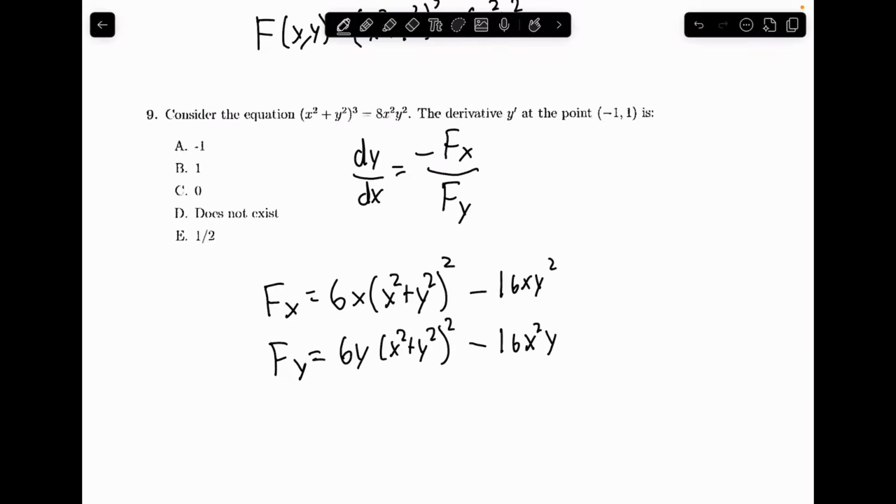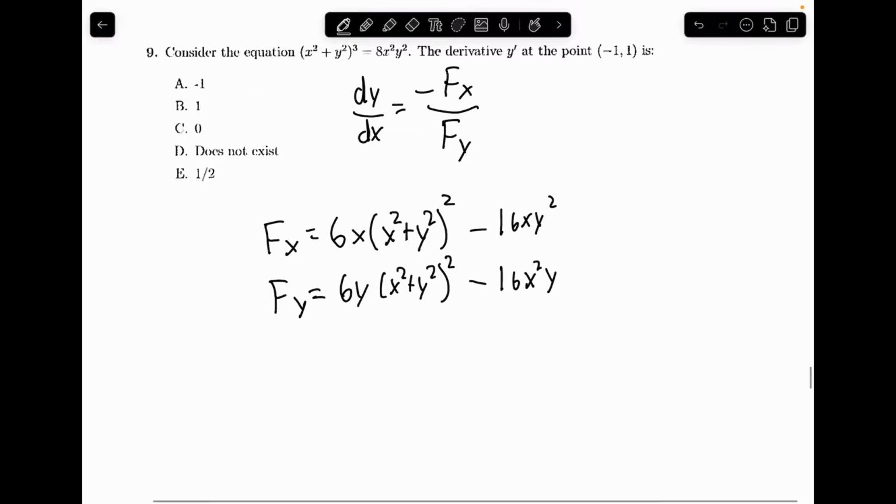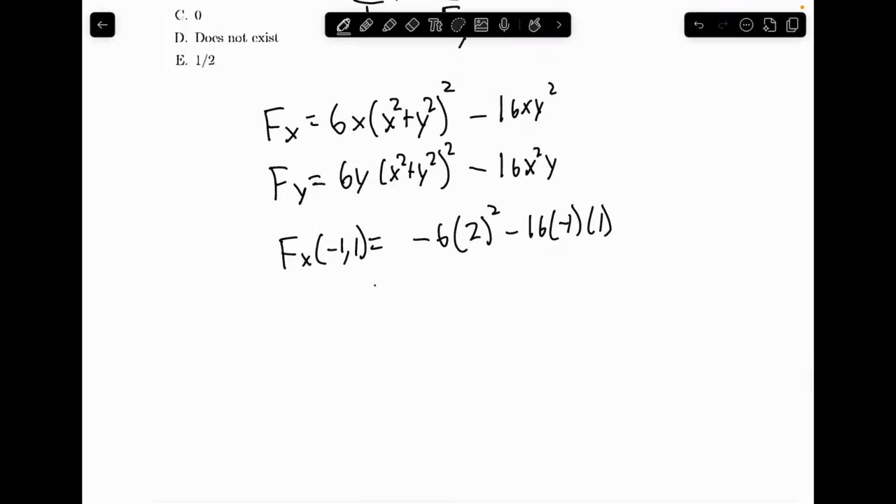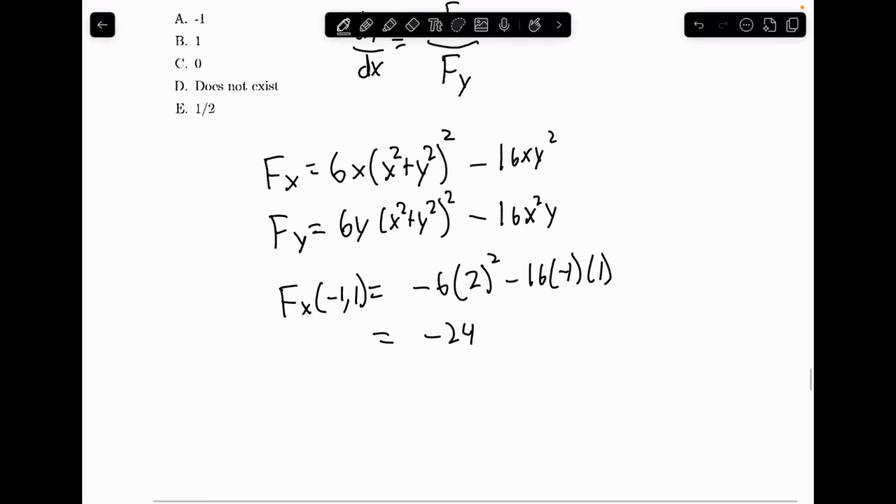I think it's going to help if we plug in our point. So the x partial of F at (-1, 1) is going to be equal to -6 times (-1 squared plus 1 squared, which is 2) squared, and then minus 16 times -1 times 1. Cleaning that up a little bit, we get -24. Then minus 16 times -1, so plus 16, it's going to be -8.